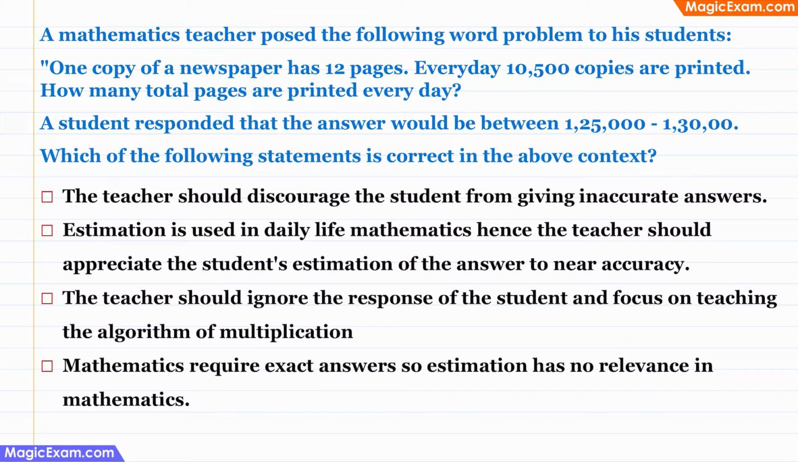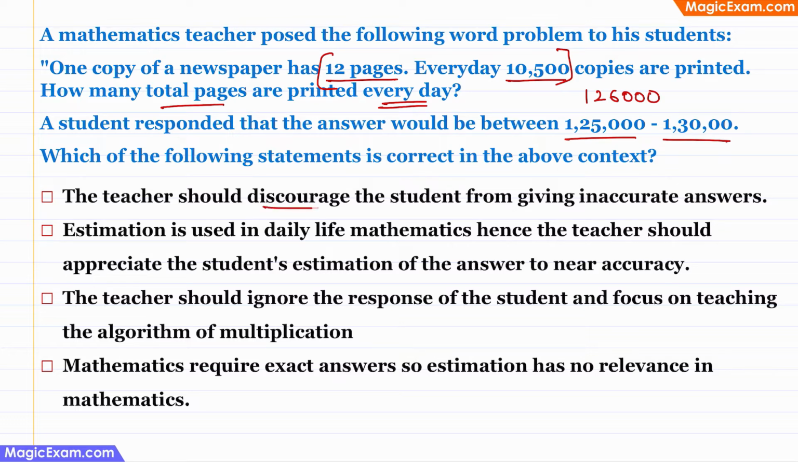A mathematics teacher posed the following word problem to his student. One copy of a newspaper has 12 pages. Every day 10,500 copies are printed. How many total pages are printed every day? A student responded that the answer would be between 1,25,000 to 1,30,000. Now if you do this calculation, 12 into 10,500, you will get 1,26,000. So the student is fairly accurate in his estimation. Which of the following statements is correct in the above context?